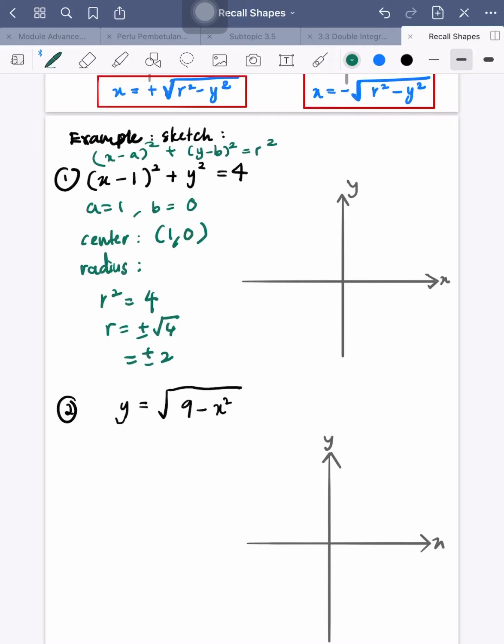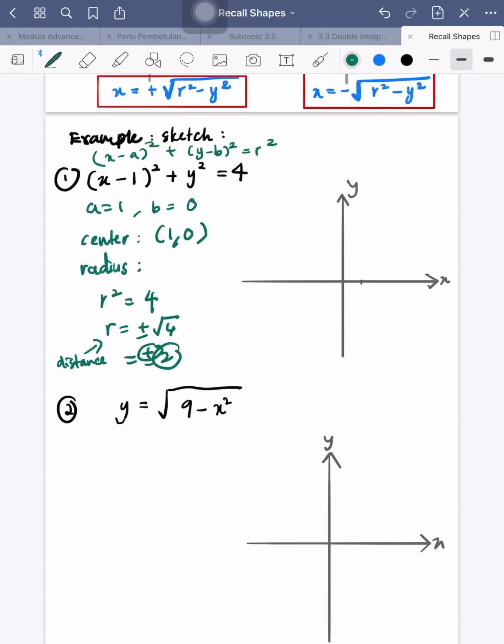Since radius is distance, I choose the positive one only, so that you can easily sketch with a distance of 2 units. Okay, now the center is (1, 0), so you first sketch the center first.